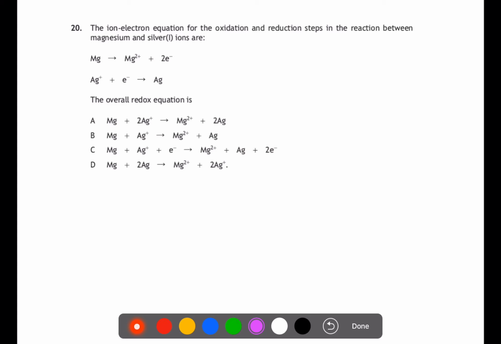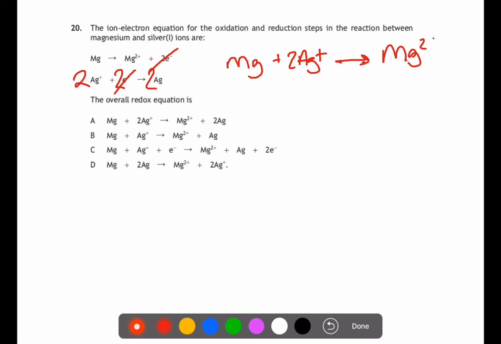Question 20. The ion-electron equations for the oxidation and reduction steps in a reaction between magnesium and silver ions are shown below. And we need to write the overall redox equation, so we have to combine these. First of all, we need to multiply the second equation by 2 to allow us to join them together and cancel out the electrons. So if we cancel the electrons and we join these equations together, we take everything that is on the left-hand side of either arrow and put them together, and then put the two sets of products together also. This leads us to our answer of A.